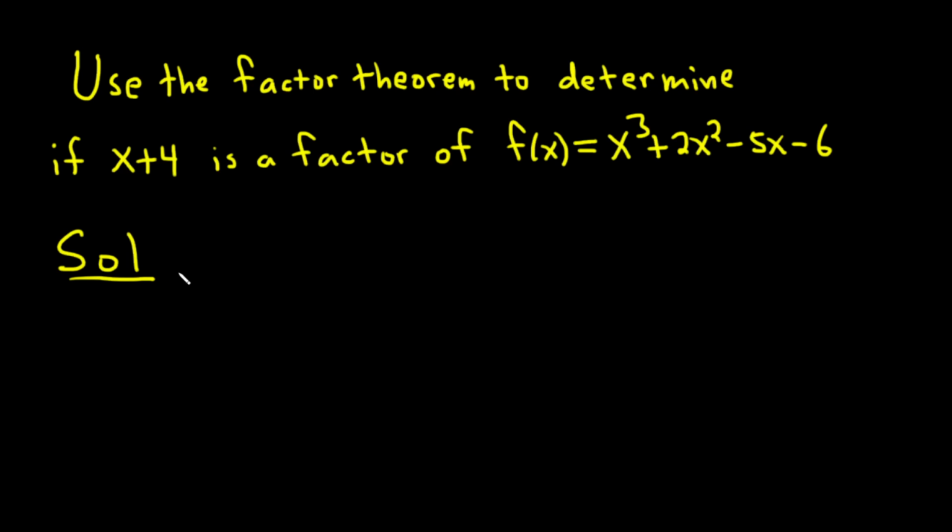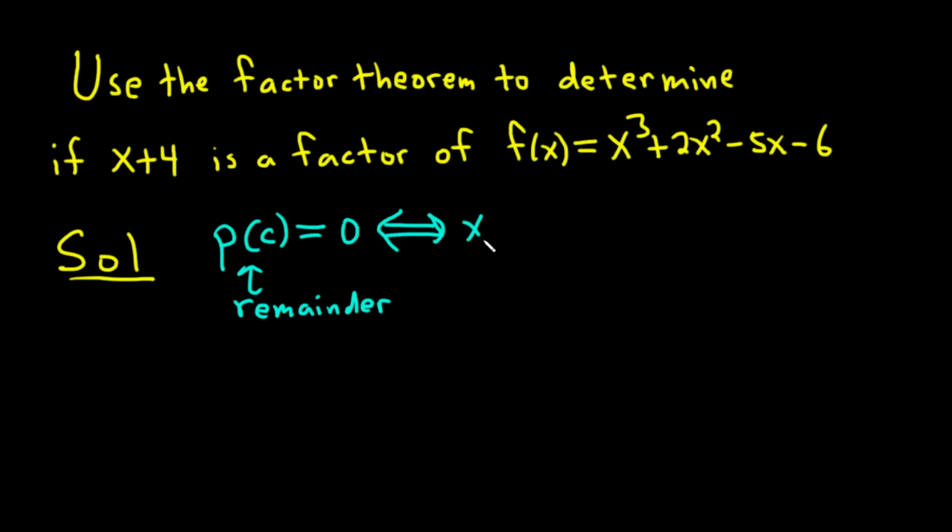Solution. So the first thing we want to do is note what is the factor theorem. The factor theorem basically says that the remainder is 0. So P of C here is the remainder. I'll use P for polynomial. Here it's F, but P of C is equal to 0 if and only if x minus C is a factor of P of x. And that's the factor theorem.